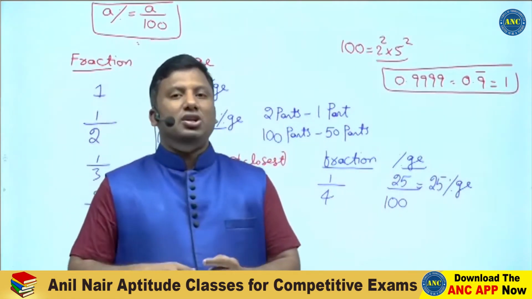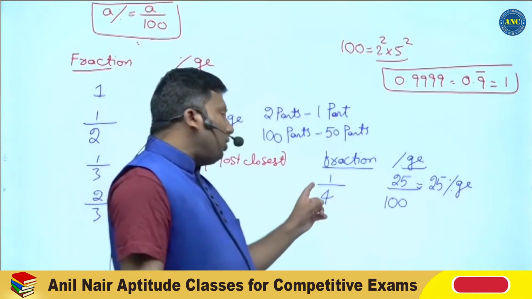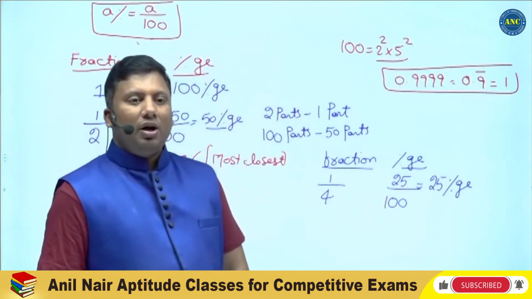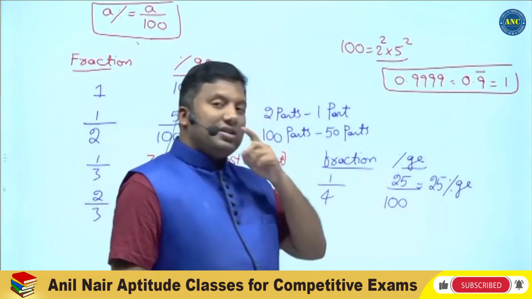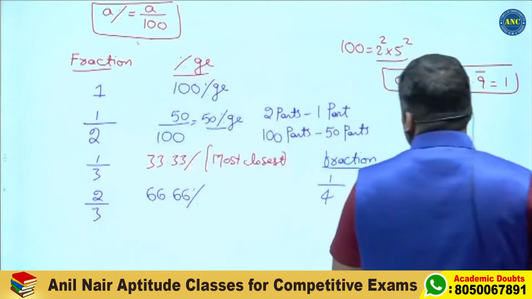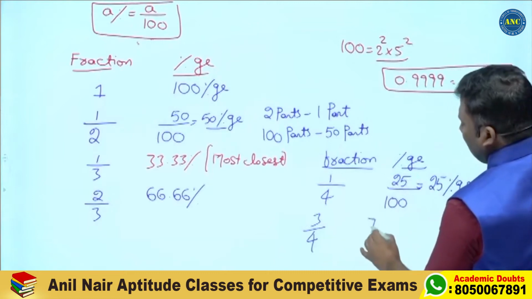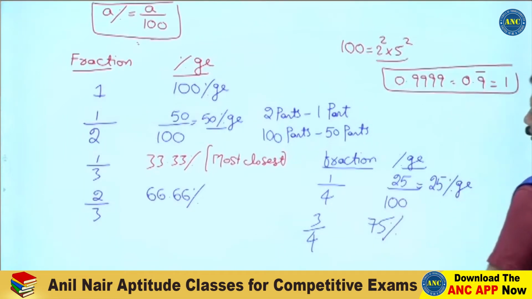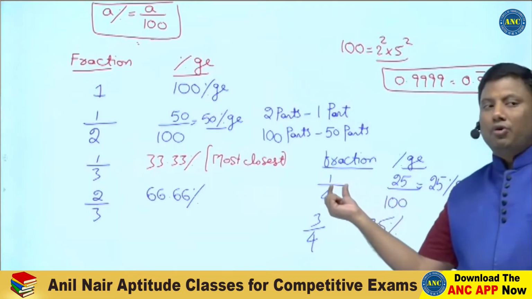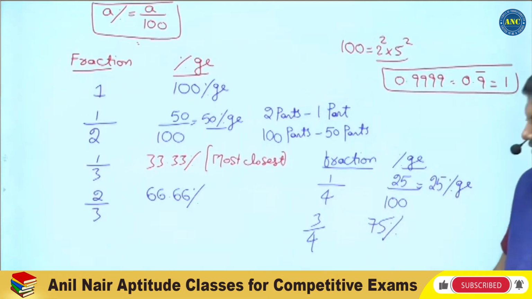Why is 1 by 4 25 percentage? Out of 4 parts, I require 1 part, but I want it in 100 parts. 1 25 is 25, and 25 by 100 is 25 percentage. 2 by 4 is 1 by 2. 3 by 4 is 3 times 25, which is 75 percentage. So 1 by 4 is 25 percentage and 3 by 4 is 75 percentage.